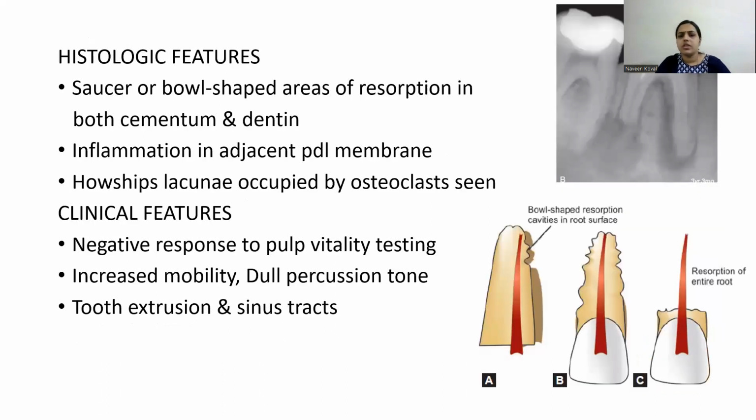So for histological features, you can see saucer or bowl-shaped areas of resorption in both cementum and dentin, and inflammation adjacent to the PDL membrane can be seen. Howship's lacunae occupied by an abundance of osteoclasts can also be seen. Then clinical features: negative response to pulp vitality testing, increased mobility, dull percussion tone, tooth extrusion, and sinus tracts can be visible. You can see in the picture bowl-shaped resorptive changes, which are very destructive and can progress rapidly, affecting the whole external surface of the root, and it can affect the root canal.